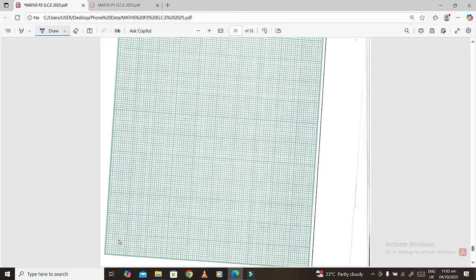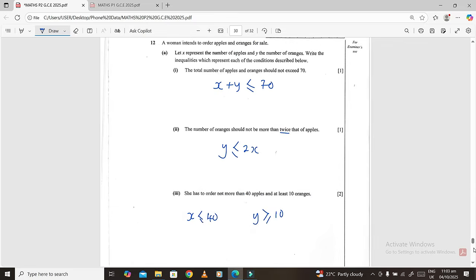Alright, so for graphing, you're going to write a 0 here, 10, 20, 30, 40, 50, 60, 70, and 80, and then 10, 20, 30, 40, 50, 60, 70, and 80. So this is the x-axis, of course, to go like that, x-axis. And then for the y-axis, it will go like that. So y-axis.